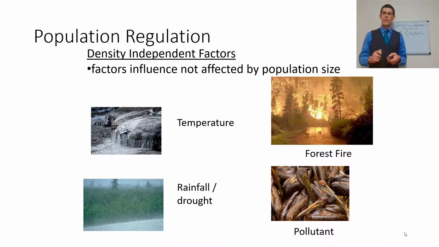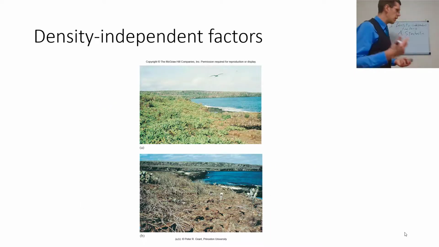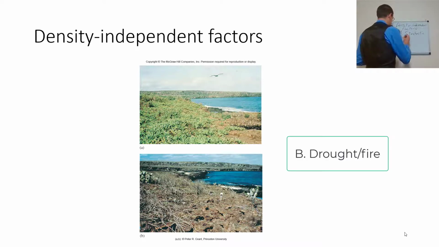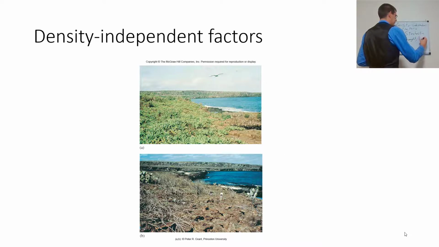So stochastic means random factors, and often these are density independent factors. So a common one to consider is drought or fire. And these two are very closely related, especially here in the Pacific Northwest, where a drier period can lead to fires. So here we have, however, the Galapagos, where, as you see, during one year, lush green area after a plentiful rain, and then the next year it was incredibly dry, almost desert-like, where you actually see the cacti surviving, but pretty much everything else has gone away.